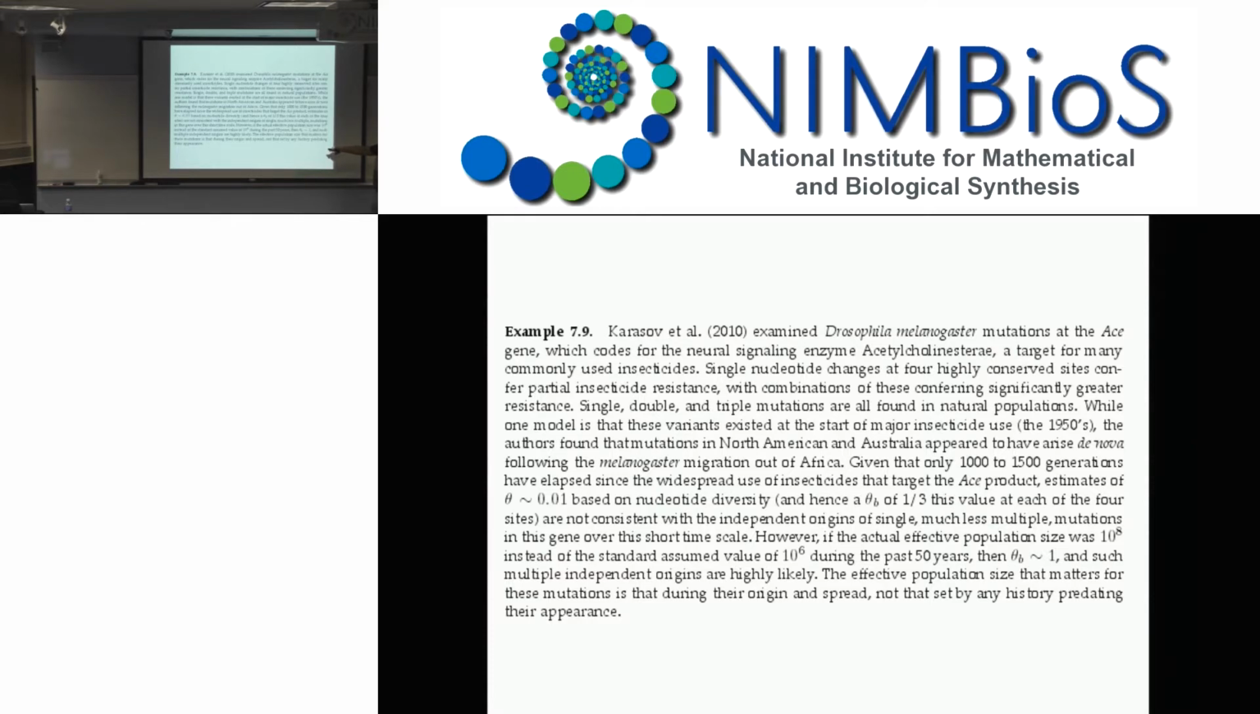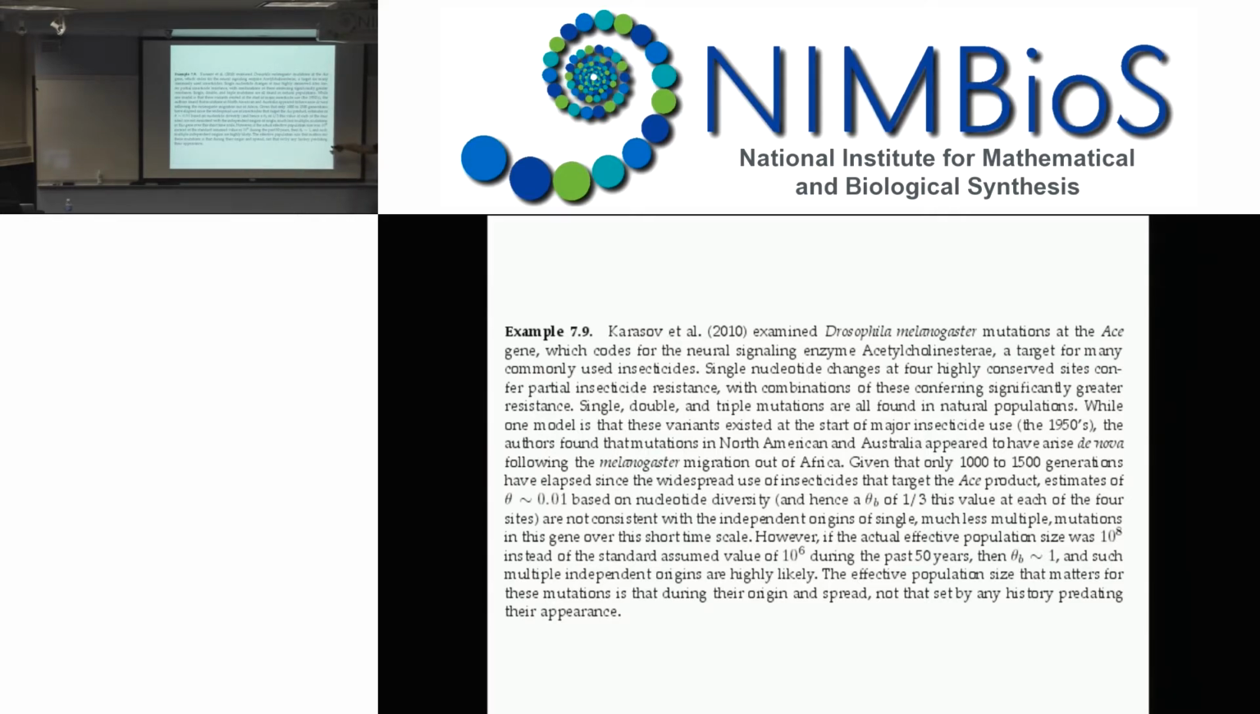The issue is that this data, based upon nucleotide diversity, is based upon the long-term effective population size. However, if the effective population size in the last 1,000 generations or so was closer to the census size, then you get theta equal to 1, and these multiple origin mutations were quite likely. One of the concerns the authors had was, how can you reconcile levels of nucleotide diversity, which suggest a tiny value of theta, with the fact that you do find double and triple mutations in natural populations? Those require multiple events, and those seem to be quite unlikely.